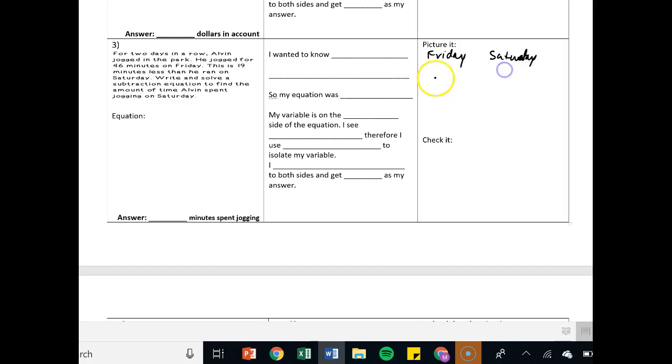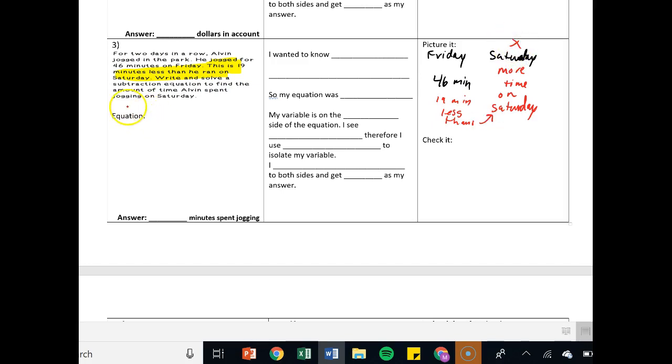What we know is that on Friday he jogged for 46 minutes, right? On Saturday we know he jogged, let's see, more time or less time? It says this time on Friday, 46 minutes, is 19 minutes less than he ran on Saturday. So it is more time on Saturday than he ran on Friday, right? Because Friday's time is 19 minutes less than Saturday. So Saturday is what we don't know, right?